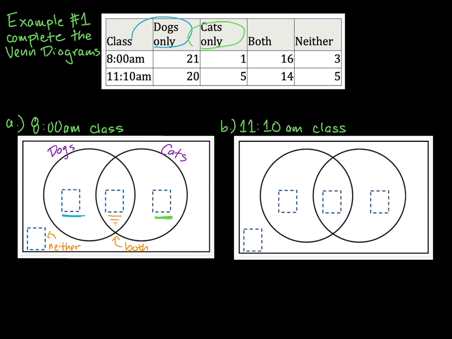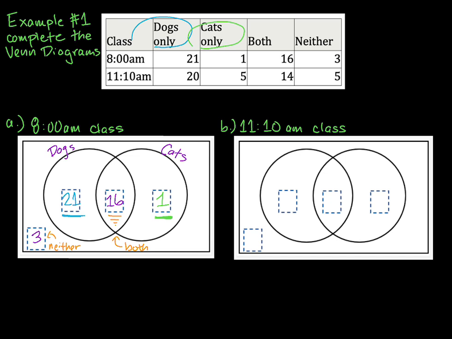So in this example, the table is already broken down so that the numbers fit in exactly. So for cats only, for the 8 a.m. class, we had exactly one student. And for dogs only, 21 students. And then for both, 16 students had both dogs and cats, and 3 students had neither.